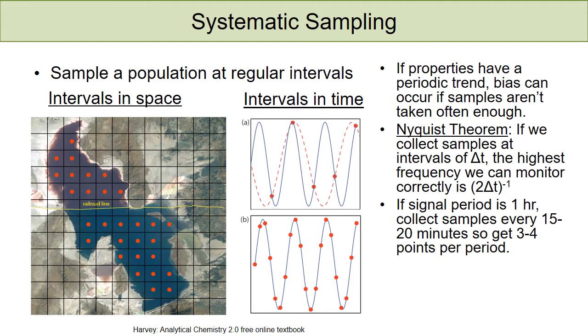changing. The Nyquist theorem says that if you are going to collect a sample at a particular interval of delta t, so change in time, then the highest frequency, the fastest thing you can monitor correctly, is going to be 1 over 2 delta t, the inverse of that. To break this down, suppose your signal period, and the period again is like going from the same place, so from here to here is your signal period. If that's an hour, then you really should collect at least 3 or 4 points within the whole period, and so you should get your samples every 15 to 20 minutes.